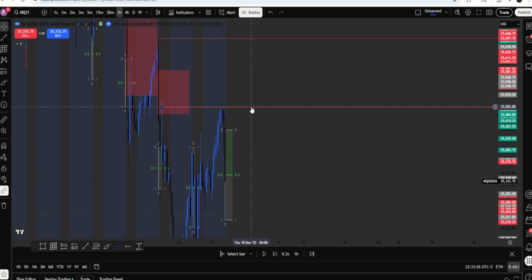So I'm not going to just overload you guys with information on different ways to enter, because then you guys are going to start entering. Oh, but it came back up to this fair value gap. Why didn't it go back down? Because it's not always going to happen.